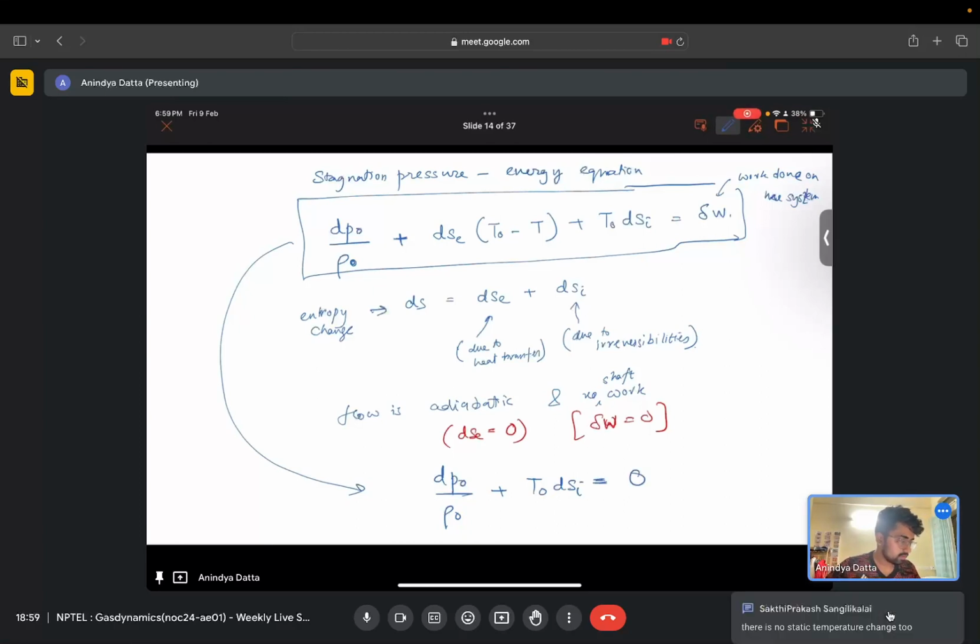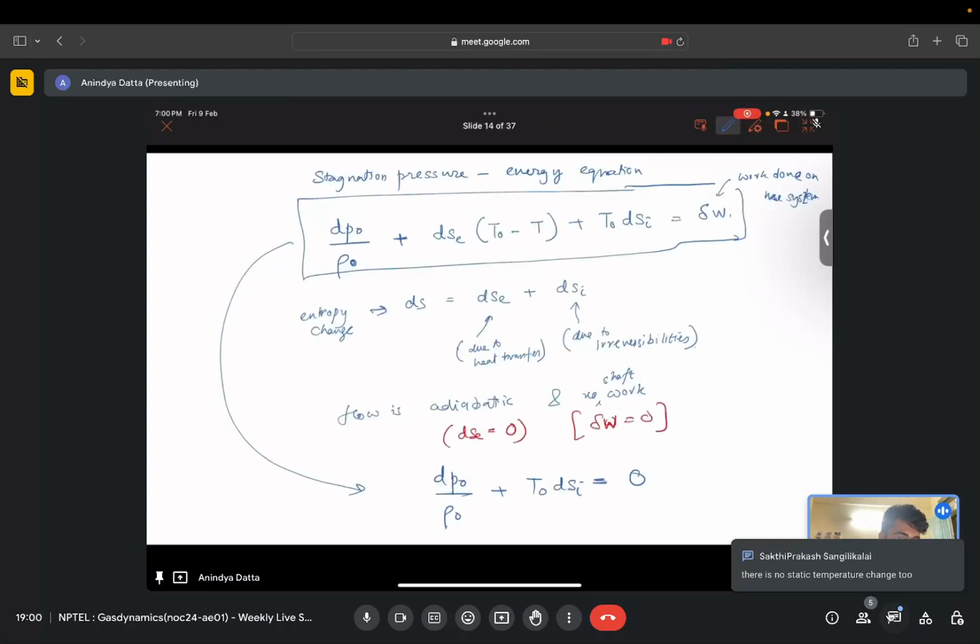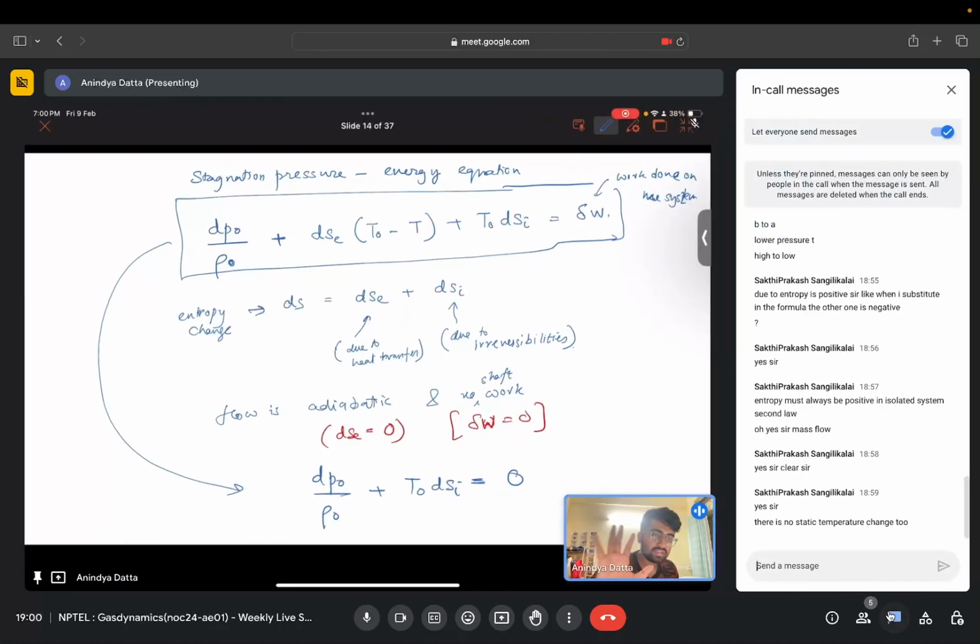Now, the static temperature will change. I want to remember, I want to say that when the flow is adiabatic, stagnation temperature stays constant. Static temperature can change, but stagnation temperature will stay constant. Static temperature can change because there will be a conversion of energy.